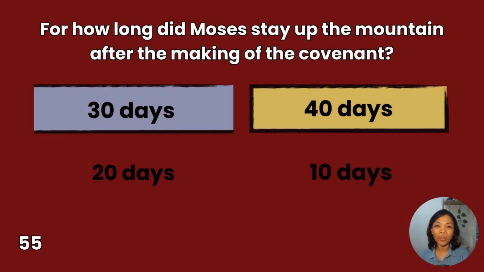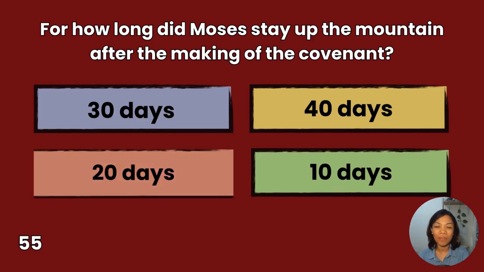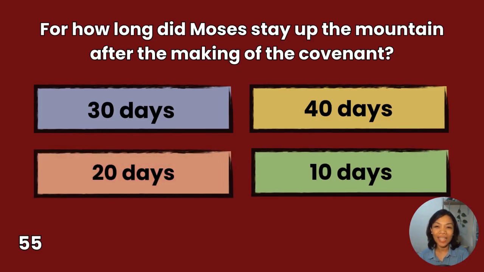55. For how long did Moses stay up the mountain after the making of the covenant? 30 days, 20 days, 40 days, 10 days. You have 10 seconds to answer.